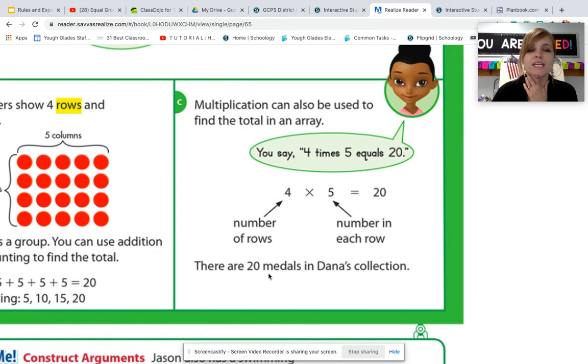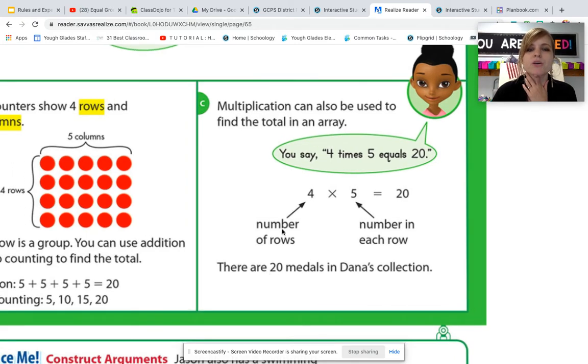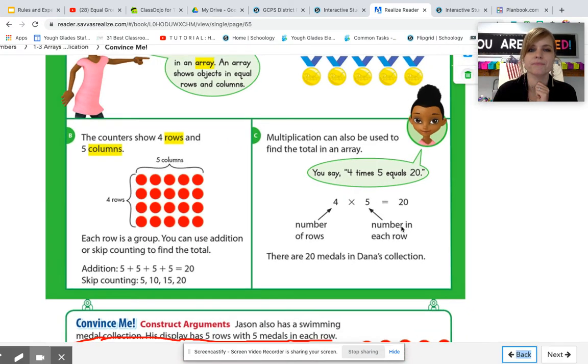Then they also showed us how to turn it into a multiplication equation. So it tells you right here, oh, this is what we were looking for. So the first factor, this is the first factor in this multiplication equation, 4 times 5 equals 20. And the first factor tells you the number of rows. The second factor tells you the number in each row. Let's go answer that question now.